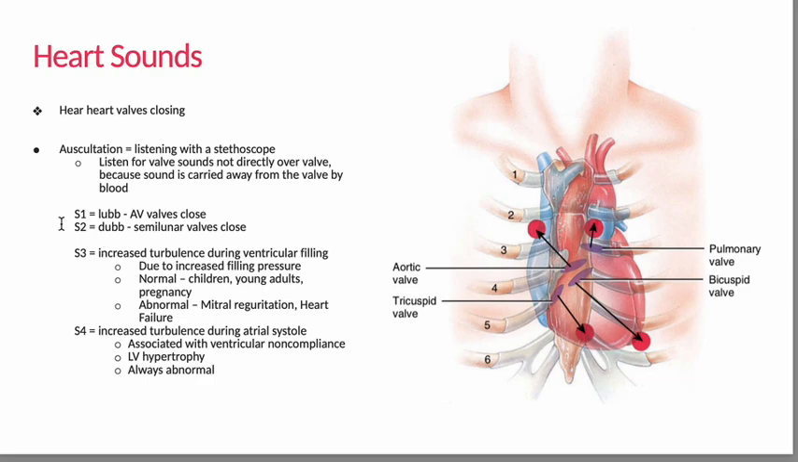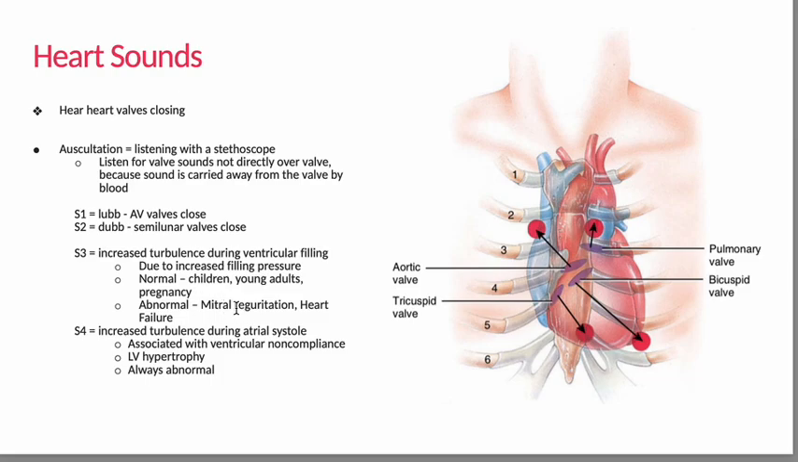So our S3 heart sound is going to sometimes be normal, sometimes be abnormal. With everyone, you'll hear S1 and S2. S3 you may hear, you may not hear. You might hear it normally in kids, young adults, and pregnant women because of the increased blood volume. These groups of people can have increased blood volume, and that can increase the turbulence, the sound that we hear while the ventricles are filling. We've increased pressure in that ventricle, and we're going to be able to hear that with our stethoscope.